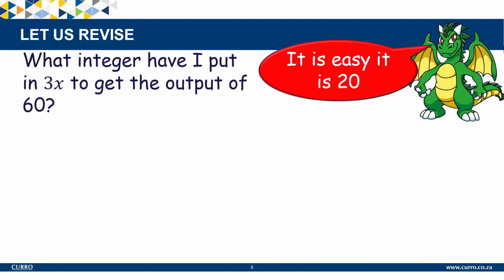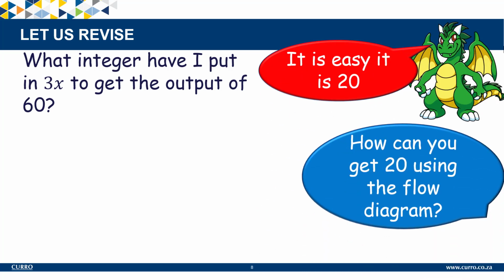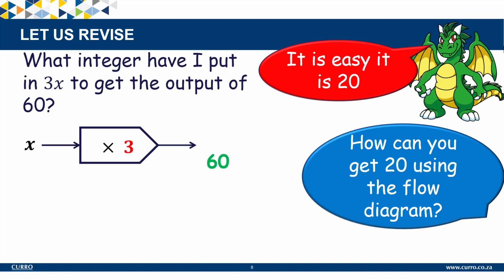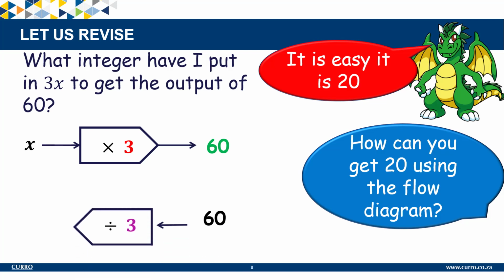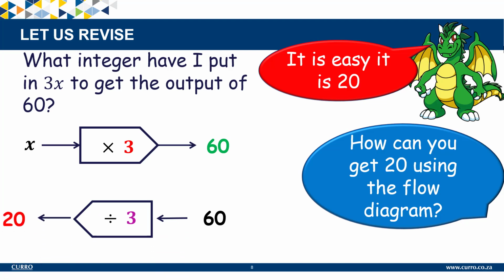So let's look at that question again, and I know it's easy. So let's see what happened to x. x has been multiplied by 3. We use a flow diagram with arrows to show the operation. And then we got the output number of 60. So it's like our function machine. So we can start now with the answer and undo what we've done to x. We divide 60 by 3. And that results in 20.